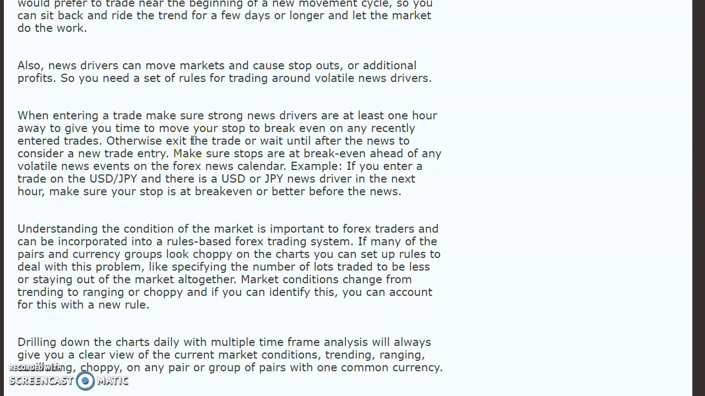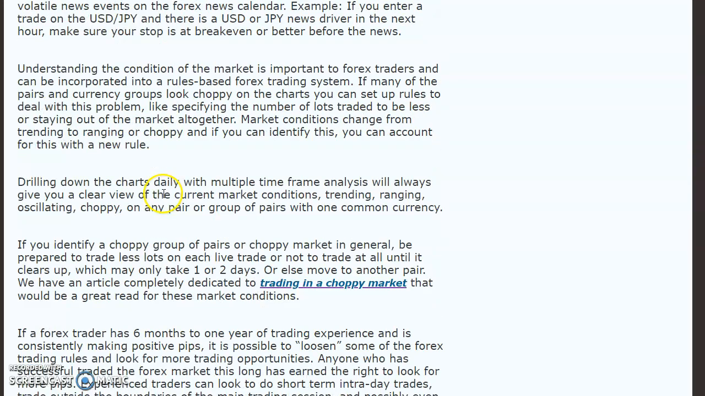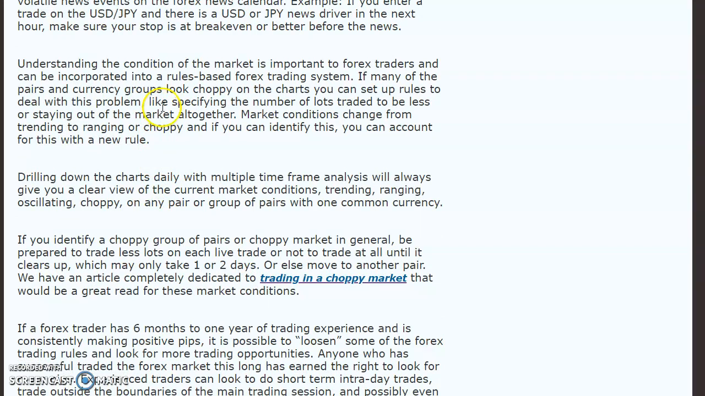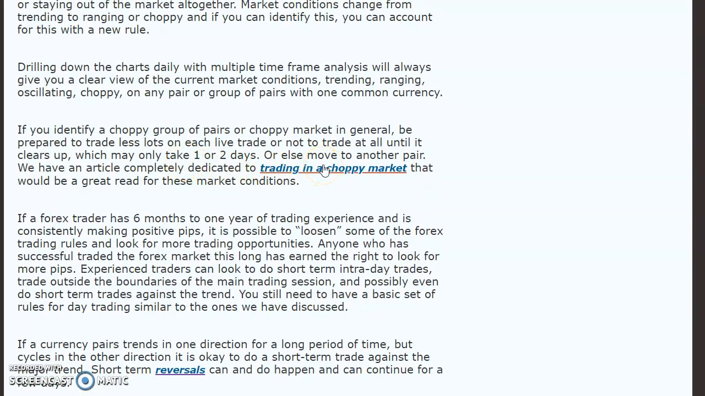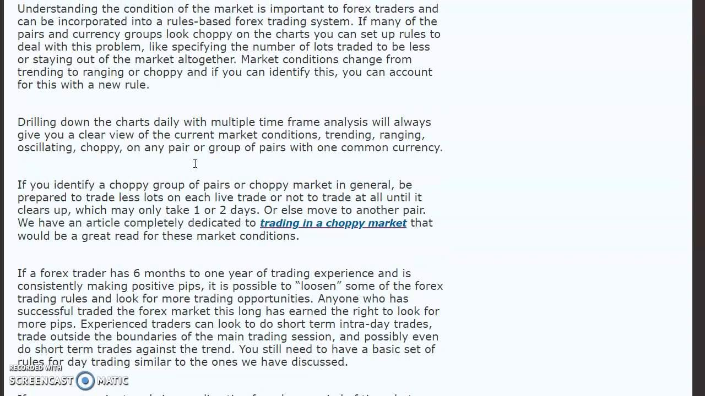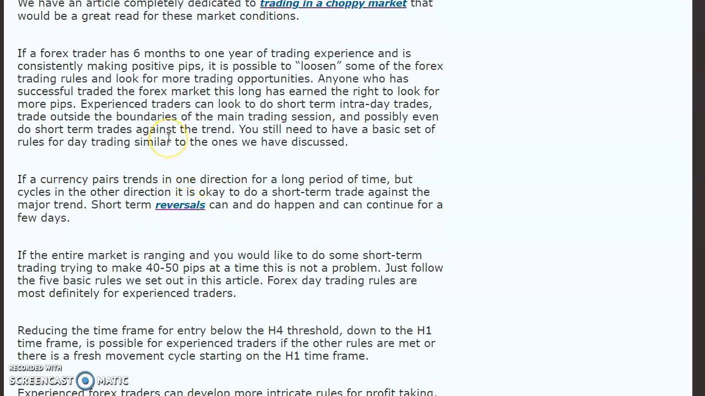Here we talk about trading around news drivers. Here we talk about what to do if the market is choppy. We even have a full article on how to trade in a choppy market. Basically, you would either not trade or just trade fewer lots. So if you normally trade, let's say, 6 mini lots on a trade, you might only want to trade a couple of mini lots if the market conditions are choppy. And we'll give you the trend indicators so you can check the market for choppiness.